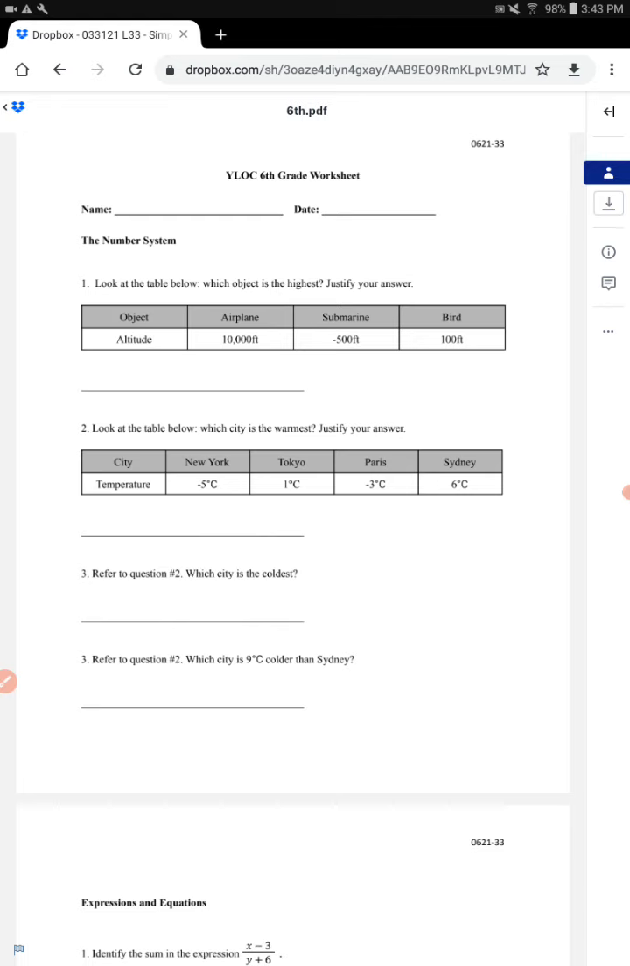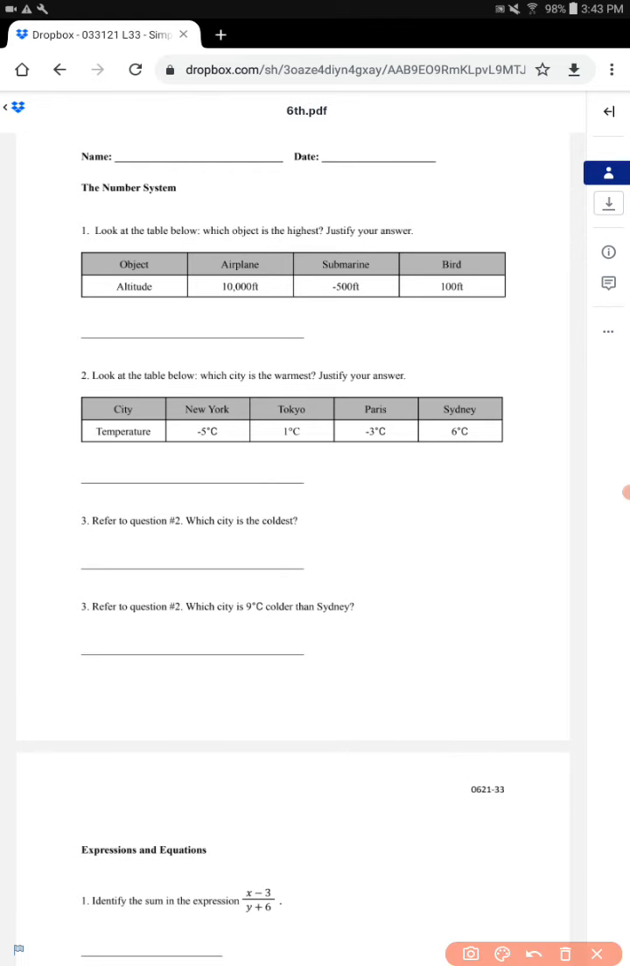Pretty easy, so let's actually go with this last question right here. Which city is 9 degrees Celsius colder than Sydney? So Sydney is 6 degrees Celsius, so 6 minus 9, because 9 degrees colder, and that equals -3. And what's -3? Paris. So the answer would be Paris.